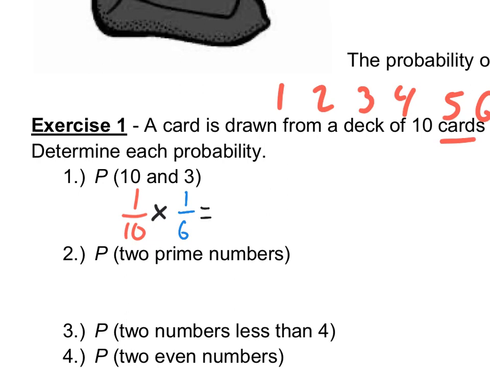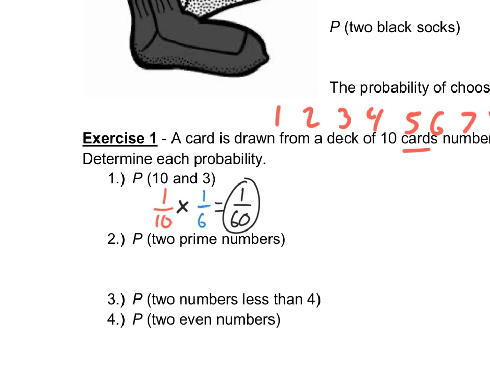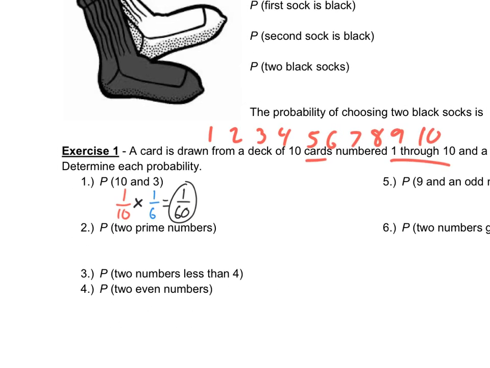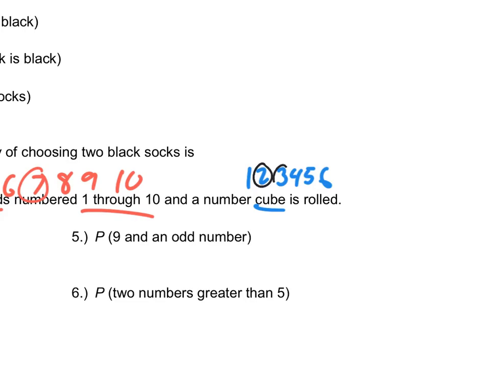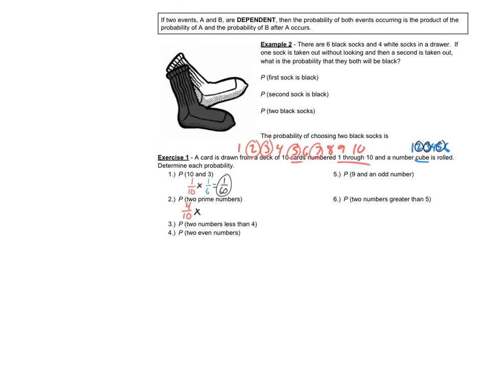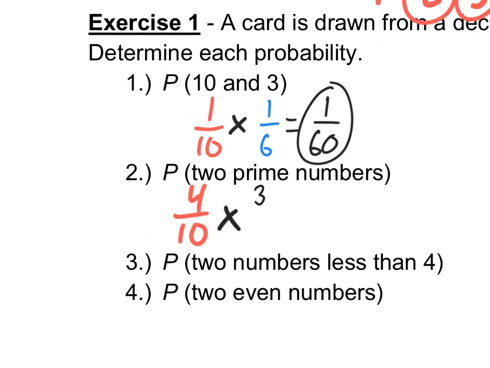So now I'm going to multiply these straight across. 1 times 1 is 1, and 10 times 6 is 60. There's our probability. So now for number 2, we want to get 2 prime numbers in a row. So looking at that 1 through 10 deck, our prime numbers are going to be 2, 3, 5, and 7. So there are 4 things that we want out of 10. For our prime numbers on the number cube, we're only going to have 2, 3, and 5. So our probability there is going to be 3 out of 6.